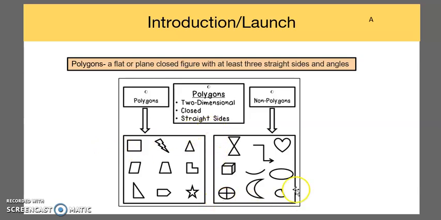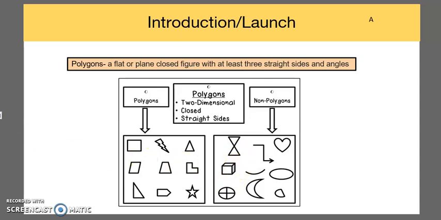Here are examples of non-polygons, and they do not fit the rule of what a polygon is. So you'll notice how these figures are curved. This is not closed. And here we have a three-dimensional figure.